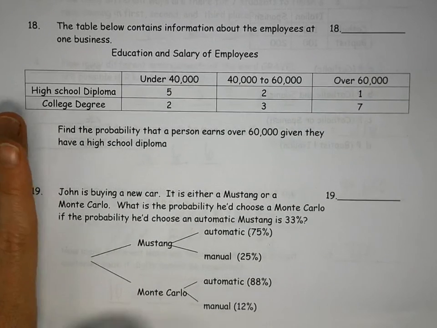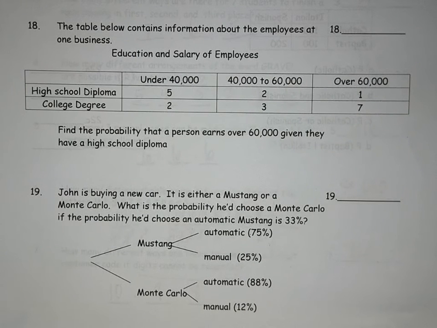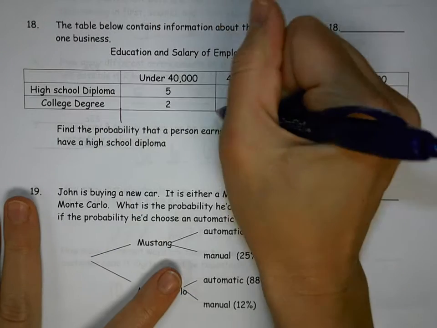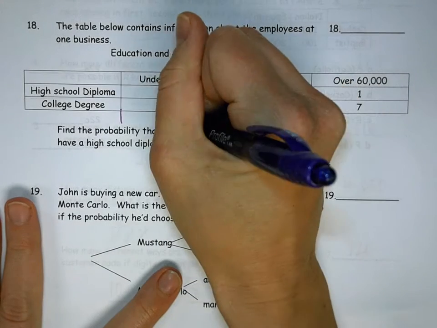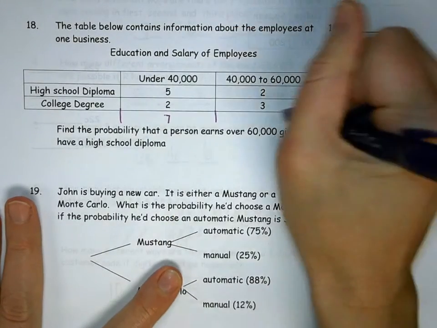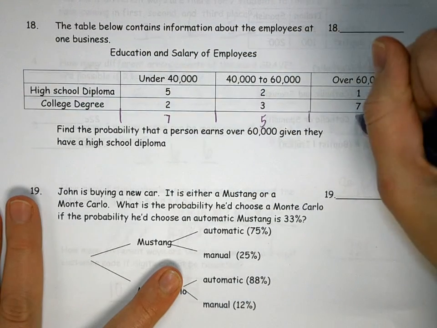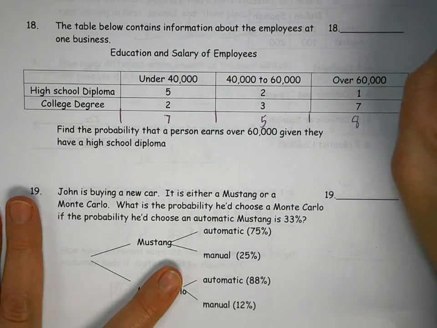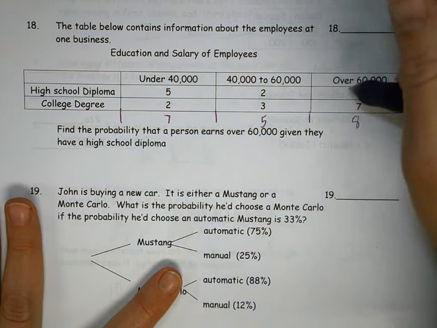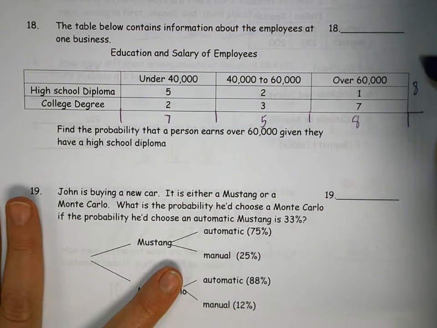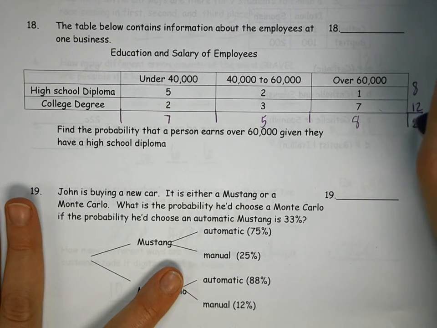The table below contains information about the employees at one business. Notice that there's no totals. Do you guys see that there's no totals? Yes. Go through and make your totals, because it's going to be easier. 5 plus 2 is 7. 2 and 3 makes 5. 7 and 1 makes 8. Over here we have 5, 2, which is 7, plus 1 is 8. And then we have 12. And if you do your totals, 20 is our total.